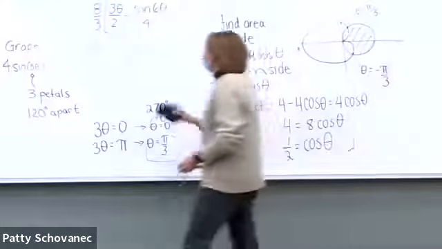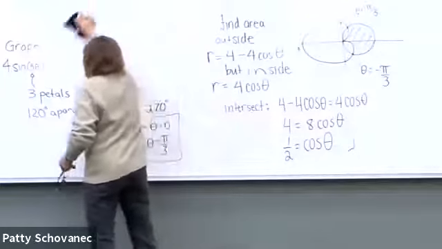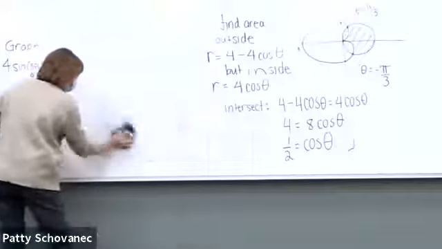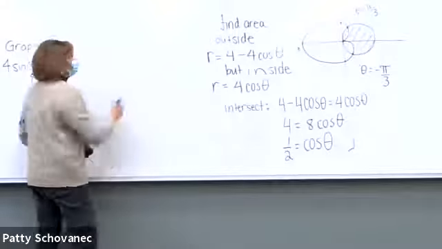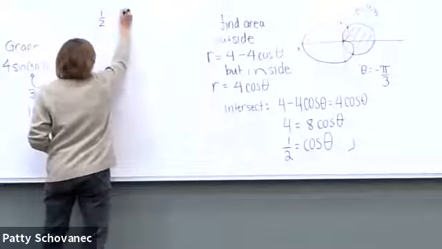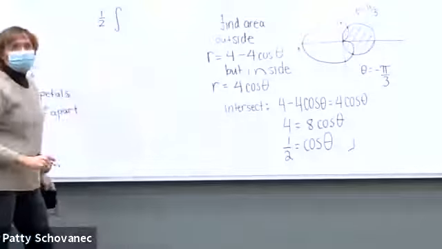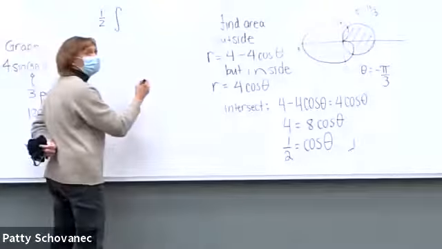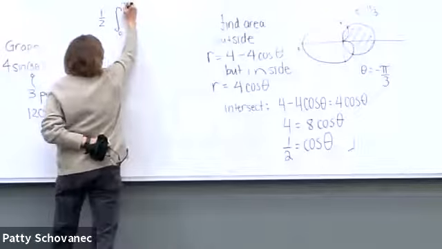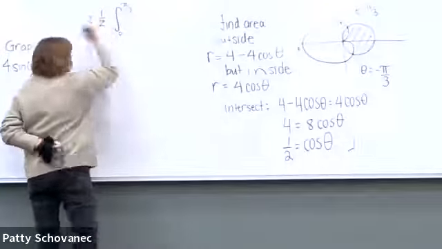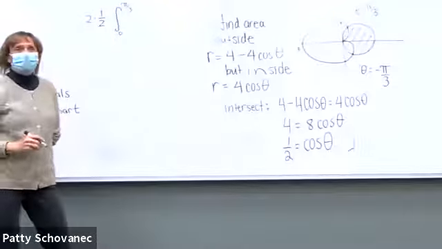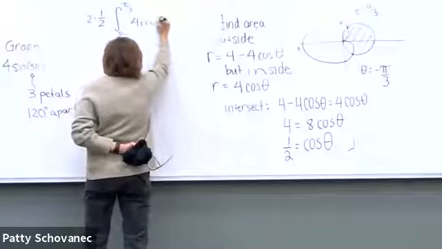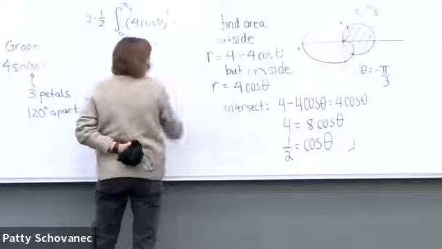Okay, so who wants to take a shot at setting up the integral that'll give us the region that is in that circle but outside of the cardioid? I'll spot you the 1/2. Unless you want to use symmetry. You want to use symmetry? Yes. So then you'd integrate from where to where? 0 to pi/3 and double it. Okay, now I need something squared here. You could have 4 cosine theta squared, and then we take off the cardioid.